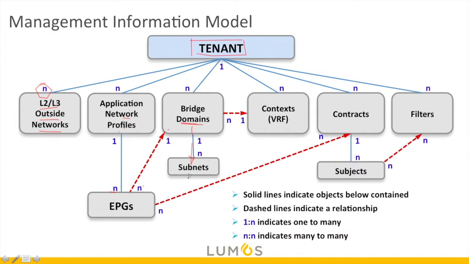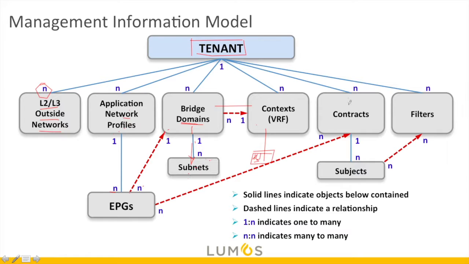So I can't have a subnet that is split between multiple bridge domains, unless it's in a different context. So if I have a bridge domain in one context and a bridge domain in a different context, then I can have the same subnet range in both bridge domains. However, they are not the same subnet because they are part of different VRFs, so they're considered a different network.